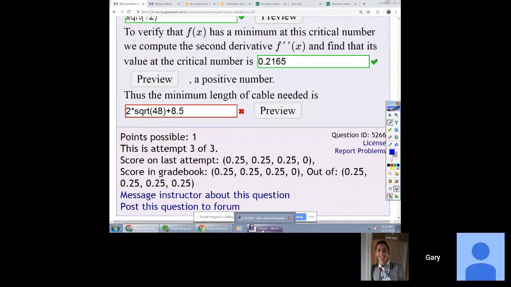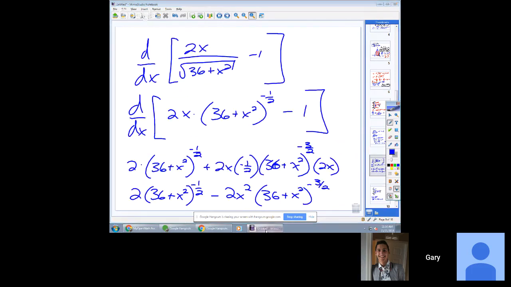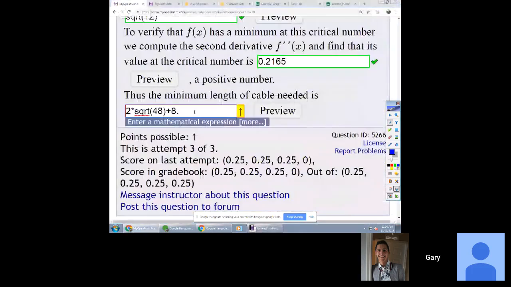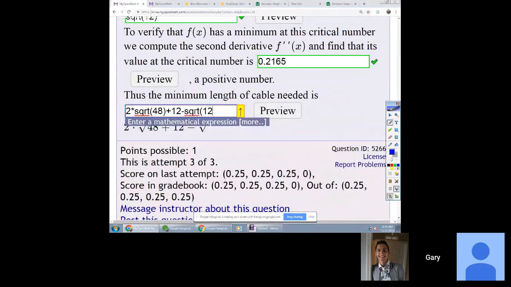Well, we approximated the 8.5 too. Oh, that's approximate too. Maybe that's the problem. It's supposed to be the square root of 12. Okay, so I'm going to have to do 12 minus the SQRT of 12. And you better be happy with this one.